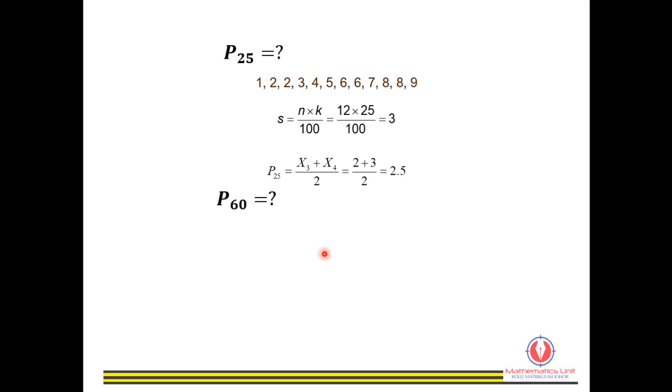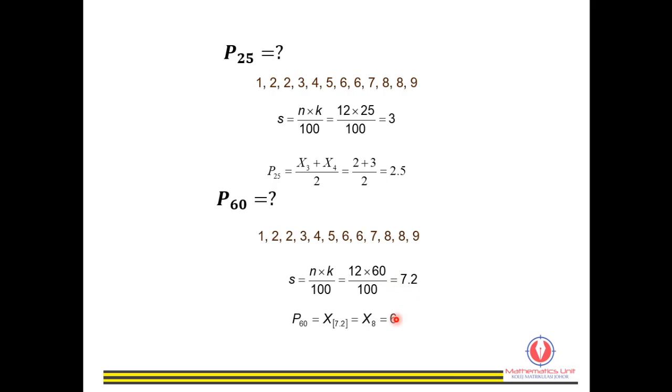Next, P60. How to find P60? You arrange the data, and then you find S. S is N times K divided by 100. Again, N is the number of data, and K is 60. 12 times 60 over 100, you get 7.2. So 7.2 is a non-integer, and you use this formula.